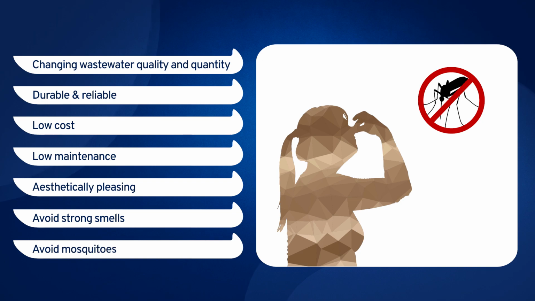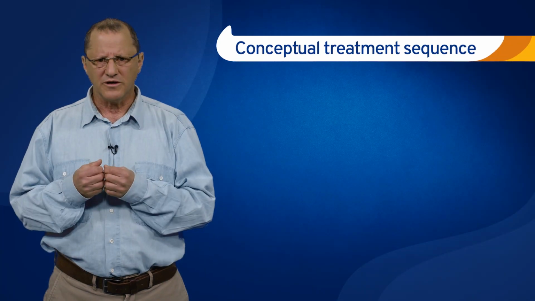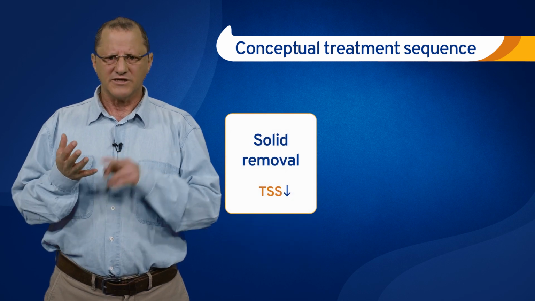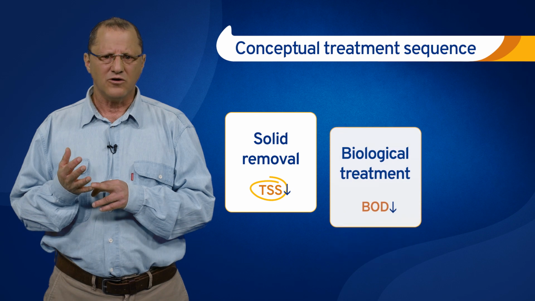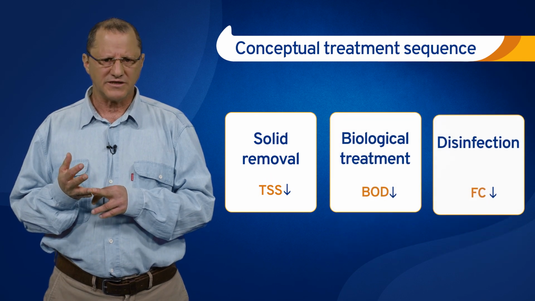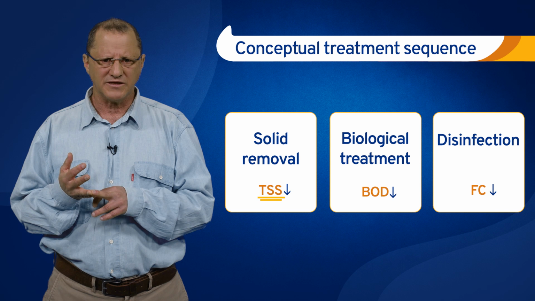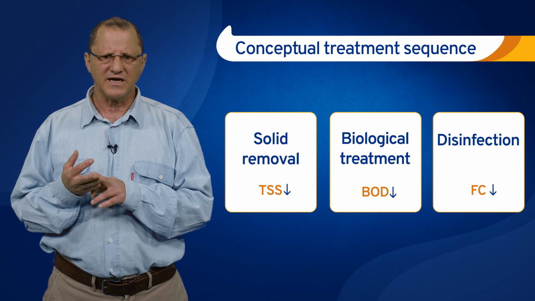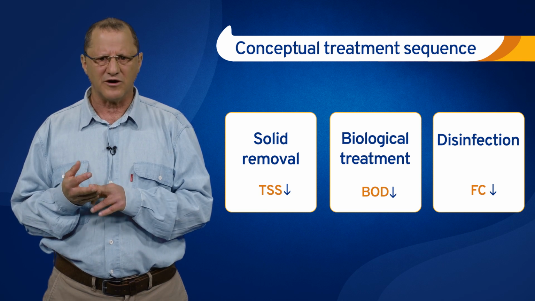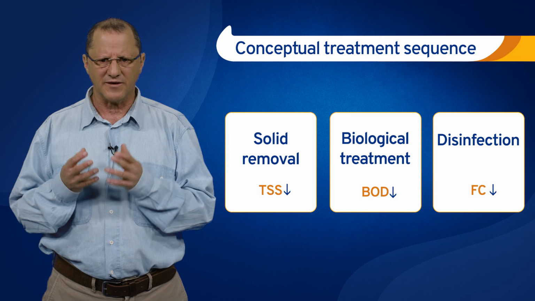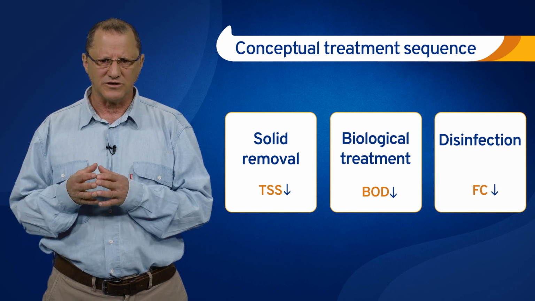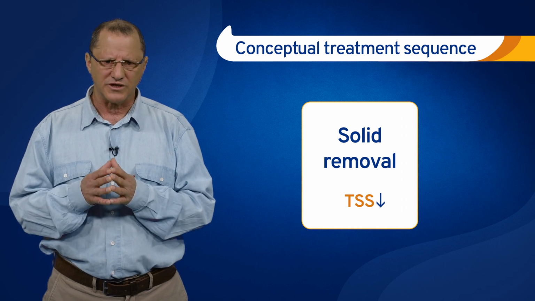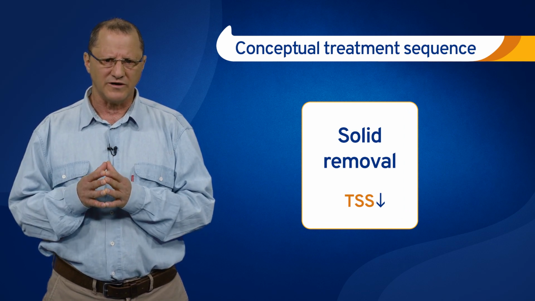smells or mosquitoes. For the most part, all of these systems should mainly treat three components: suspended material, or TSS, organic matter, and pathogens, as indicated by the total suspended solids, BOD, and fecal coliform. A range of physical, chemical, and biological solutions are available in order to address the previously mentioned unique conditions. In the next slides, we will discuss each of these solutions, starting with solid removal.